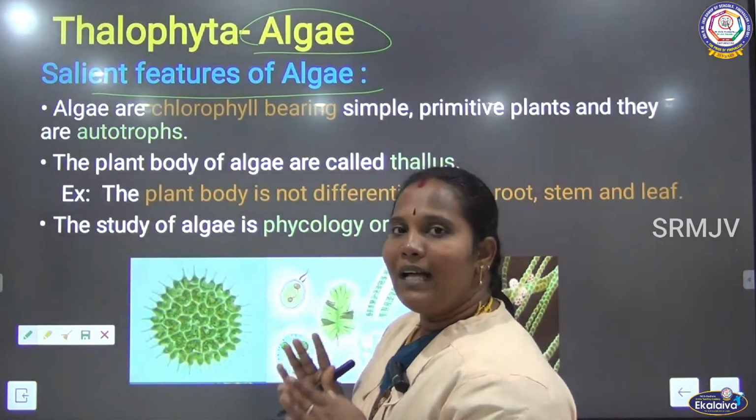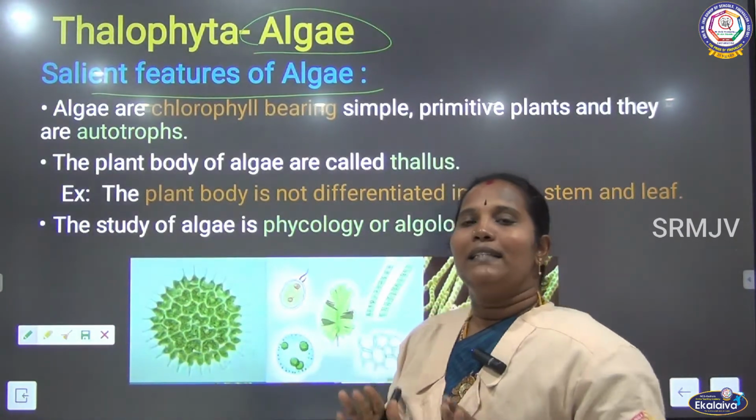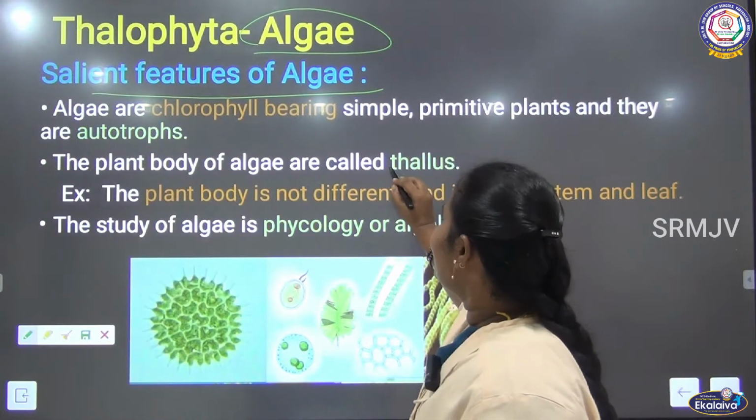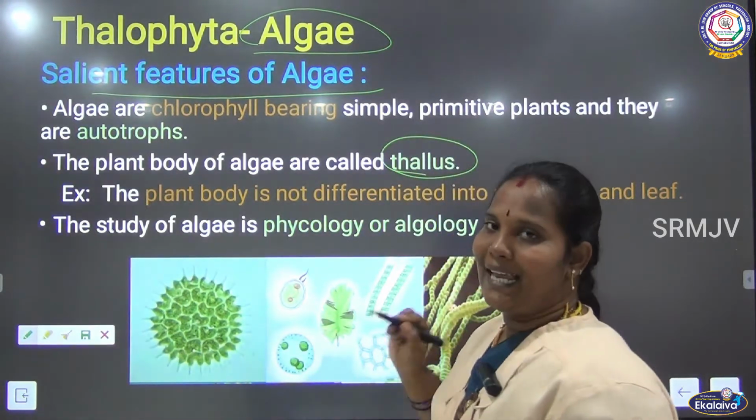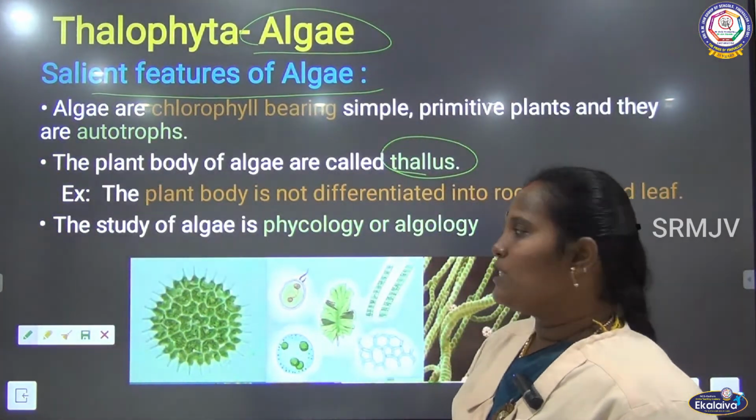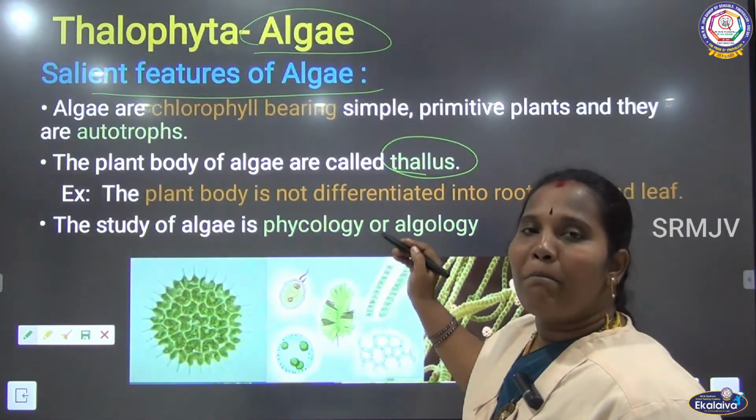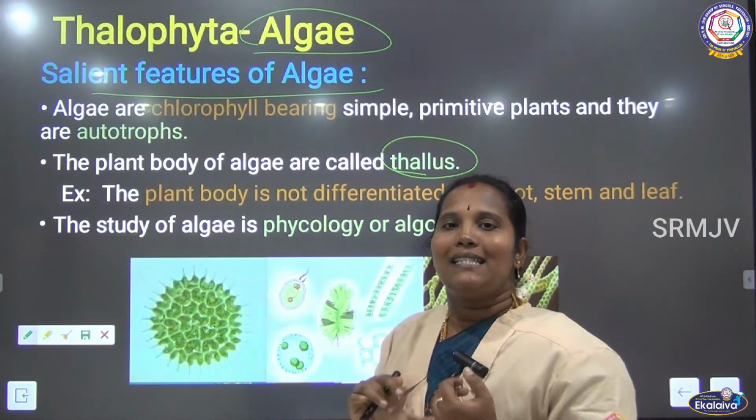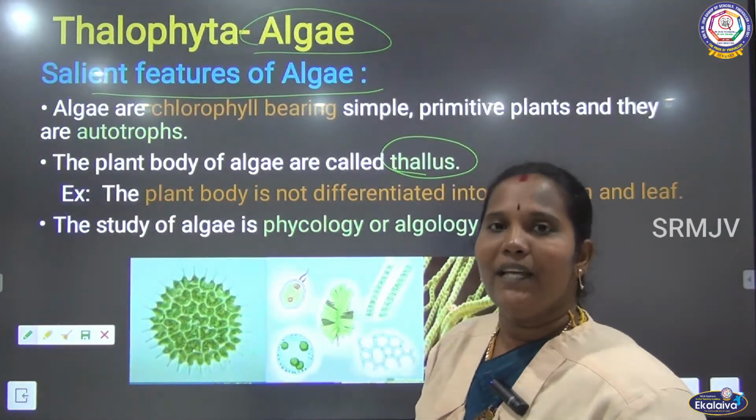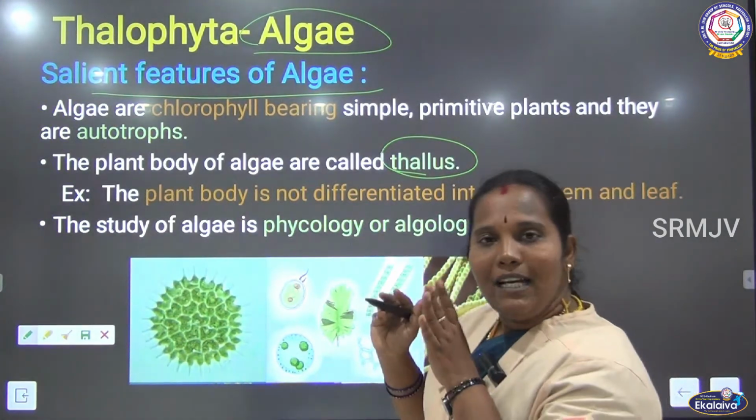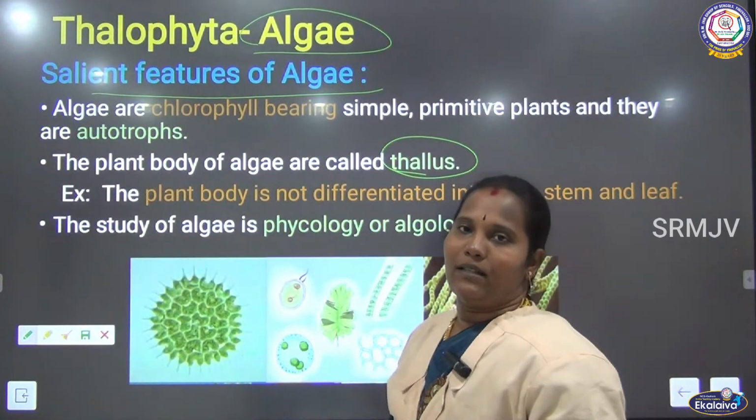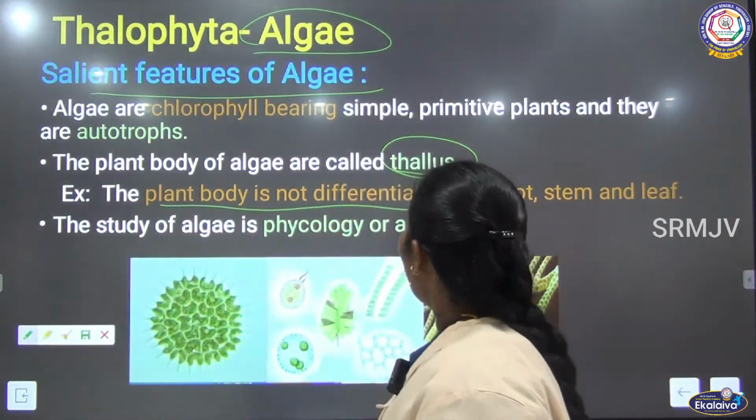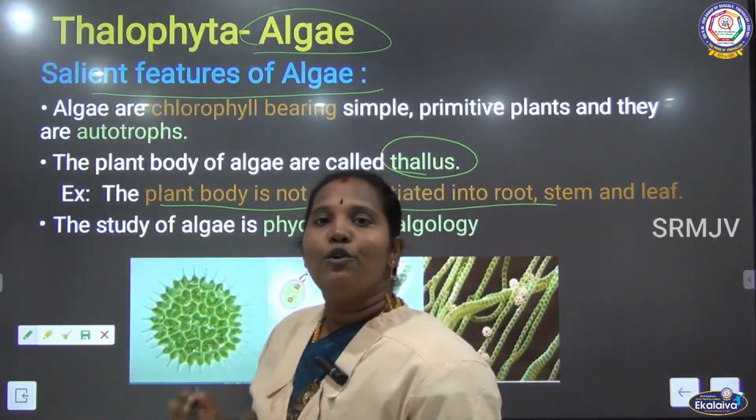We saw already that algae have a thallophytic structure. Thallophytic means thallus. The body structure is called thallus. What is meant by thallus? It means the body of the plant. The plant body cannot be differentiated into root, stem, leaf like that. Thallus means the plant body is not differentiated into root and stem.